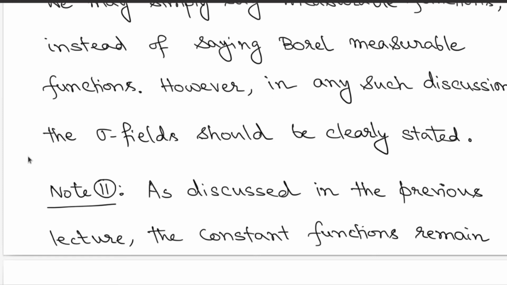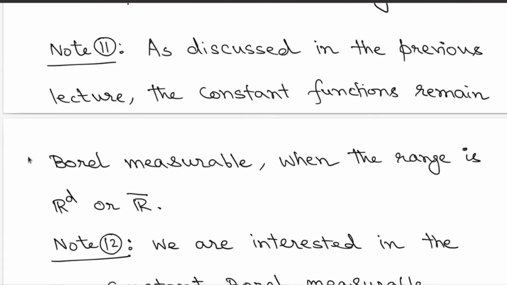So with this terminology at hand, you can now ask what are the examples of Borel measurable functions when you are looking at the Rd or the R bar as the range space. And it so happens that the constant functions, as we have discussed in the previous lecture, will again turn out to be Borel measurable functions. Why? Because the pre-images for the constant function is either the empty set or the whole set, and that's always in the domain side sigma field, no matter what sigma field you choose on the domain side. So with that at hand, you always get constant functions to be measurable.